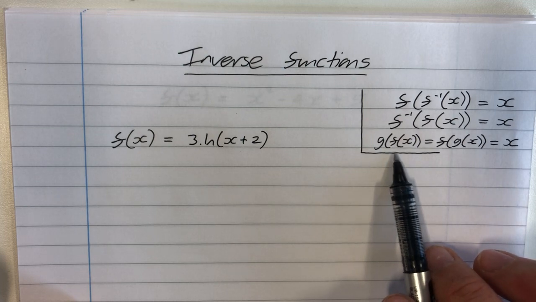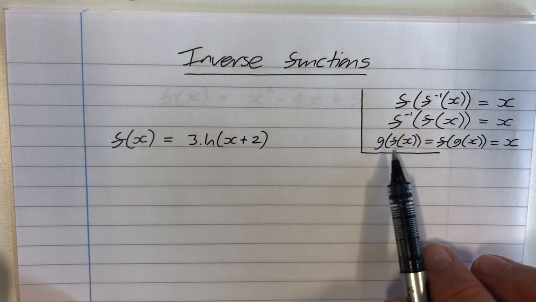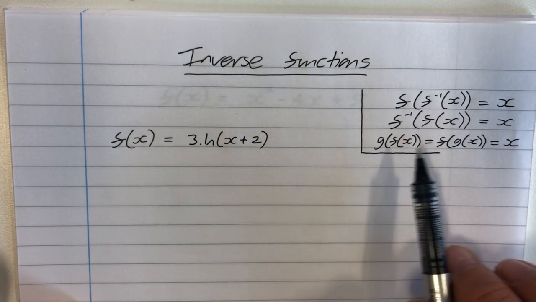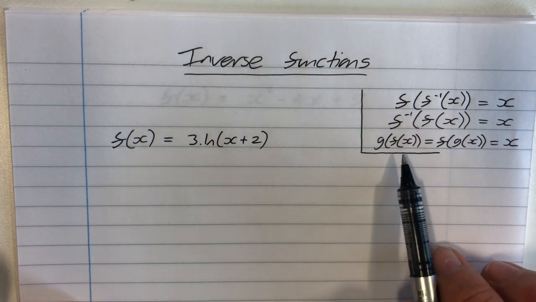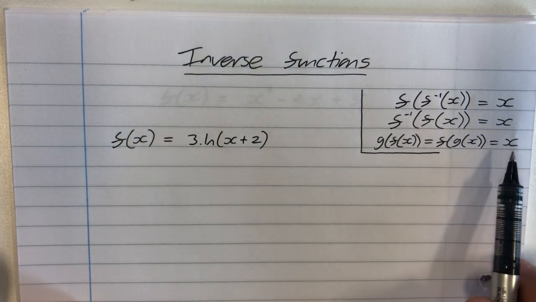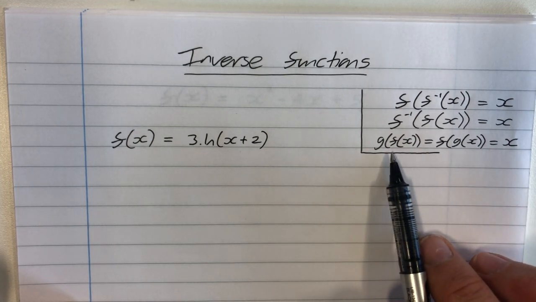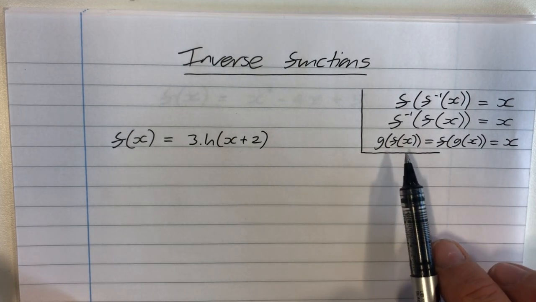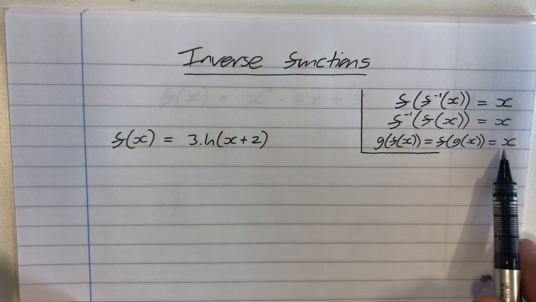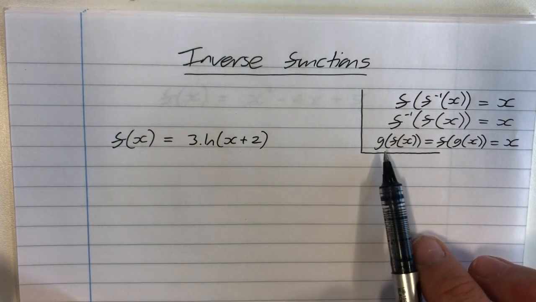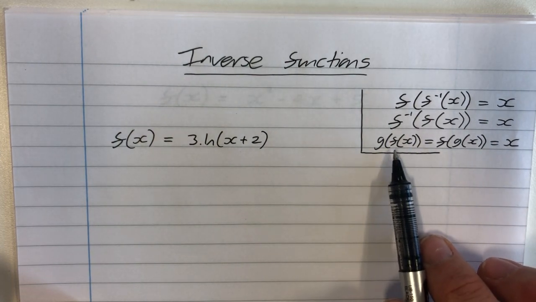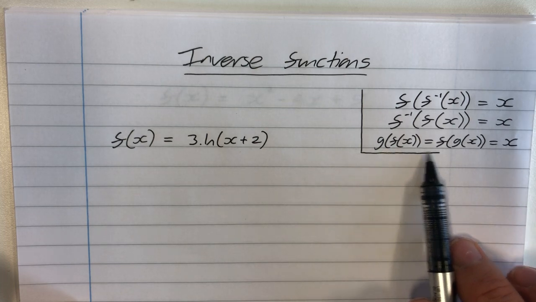In this situation, if you have two functions that you composite together and it comes out to be x, then if you swap those round, that will also be x. And it means that f and g are both inverses of each other. So if you ever have a question that comes out with this, then you know that g is the inverse of f and f is the inverse of g. Okay.